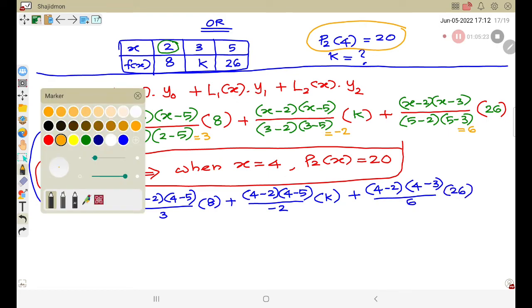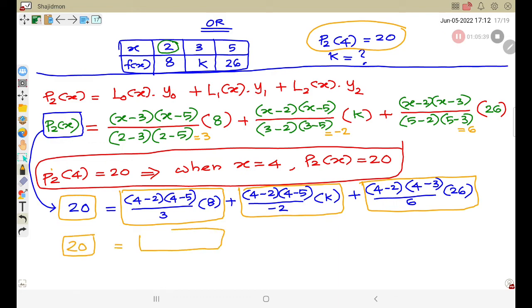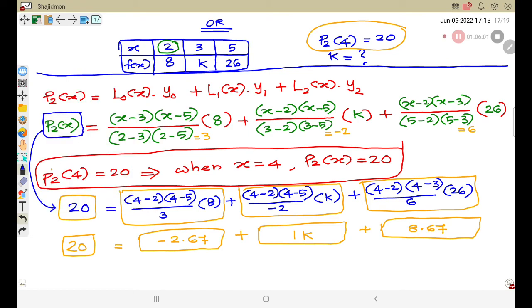Okay, now as I told you in the previous question, you can check each number separately using 3 digits rounding as given in the question. So 20 equals the first number, second number 3 digits rounding, third number 3 digits rounding. First number you will get minus 2.67, second number 1 multiply k, third number 8.67. Now calculate, you will get the k number. I am writing here, k equals 14.